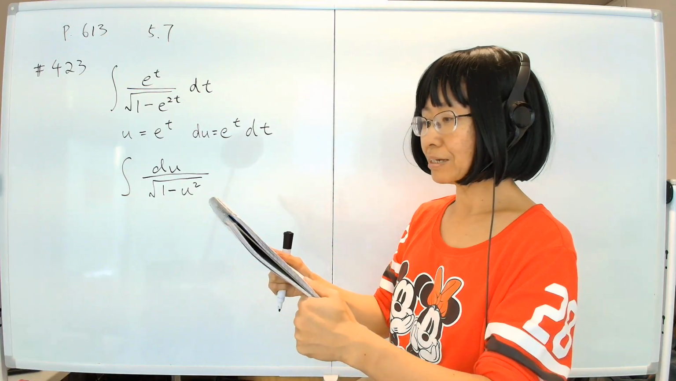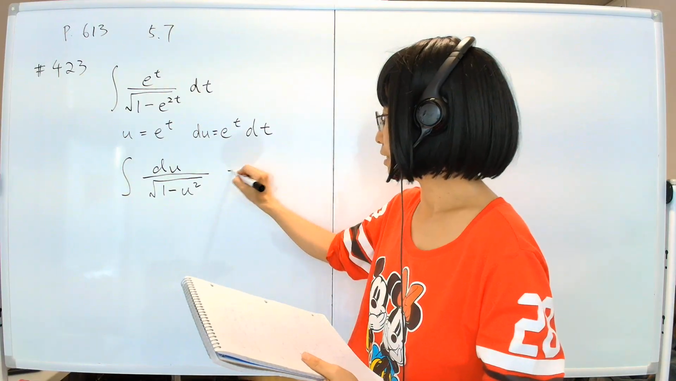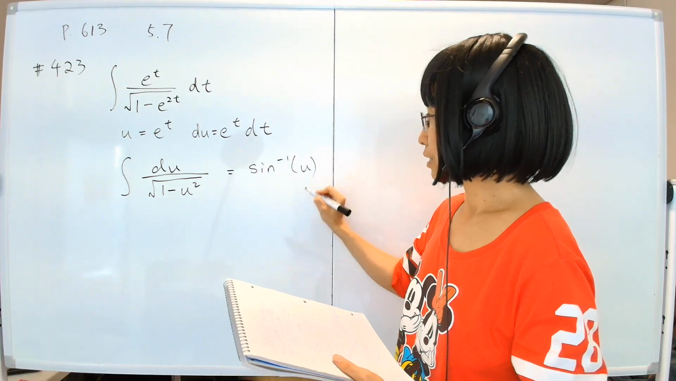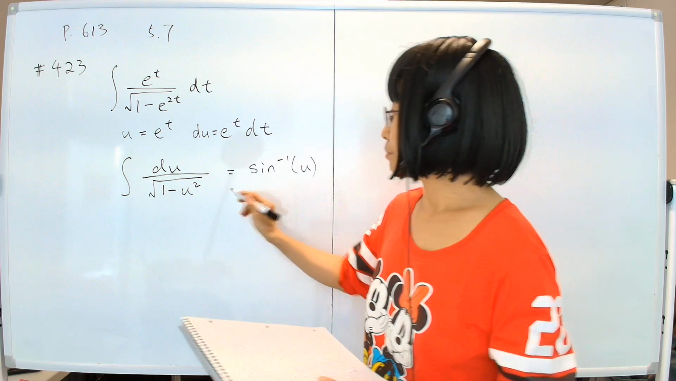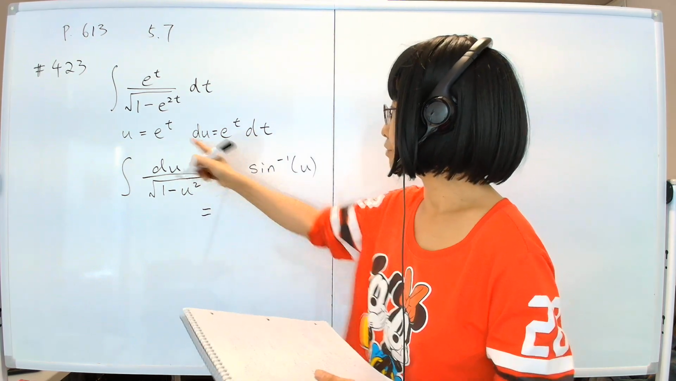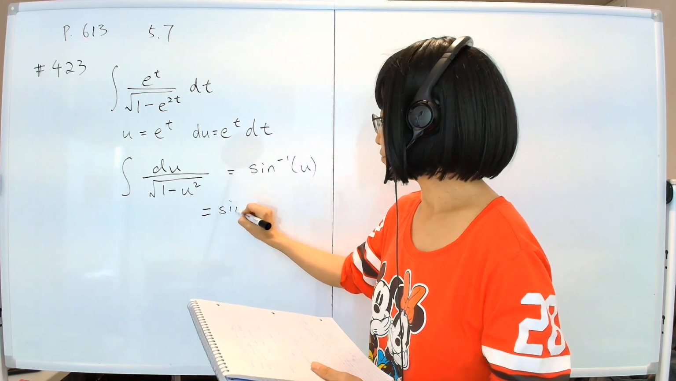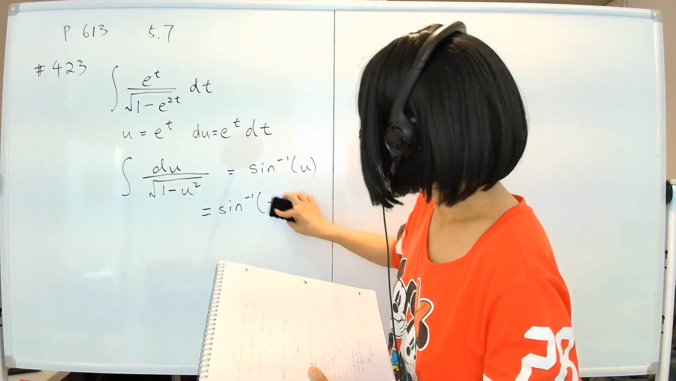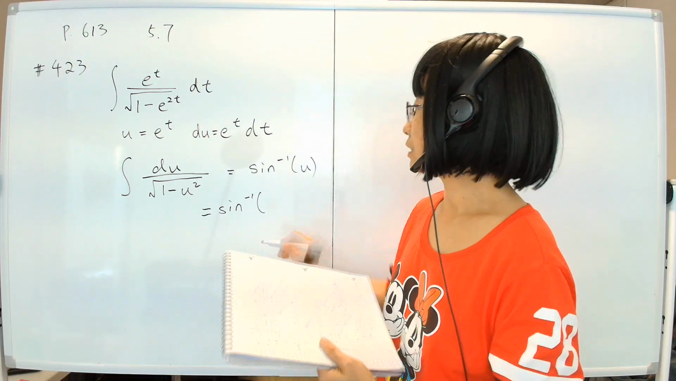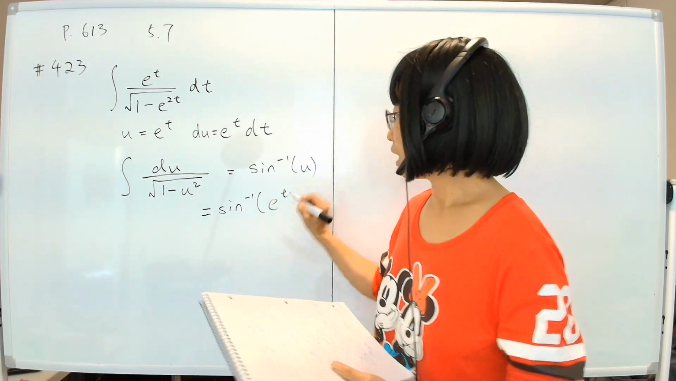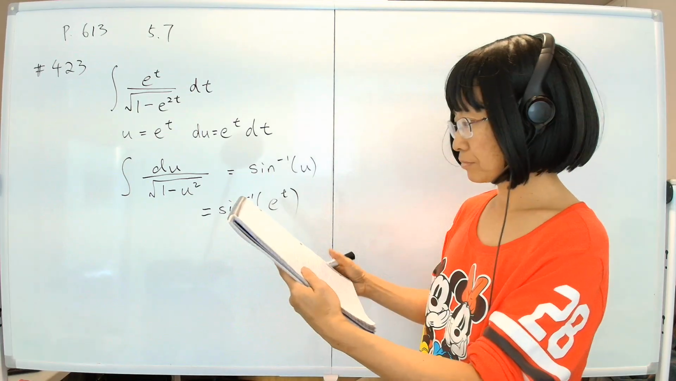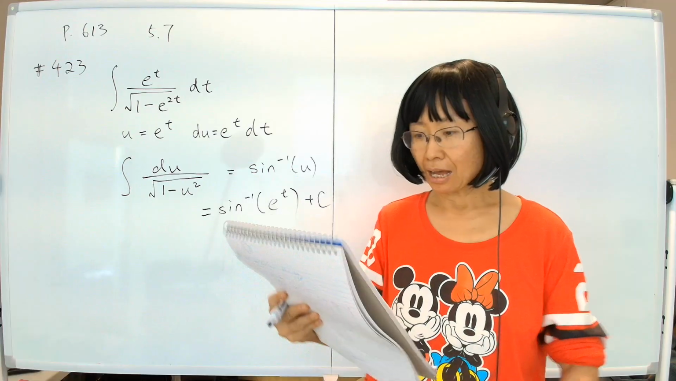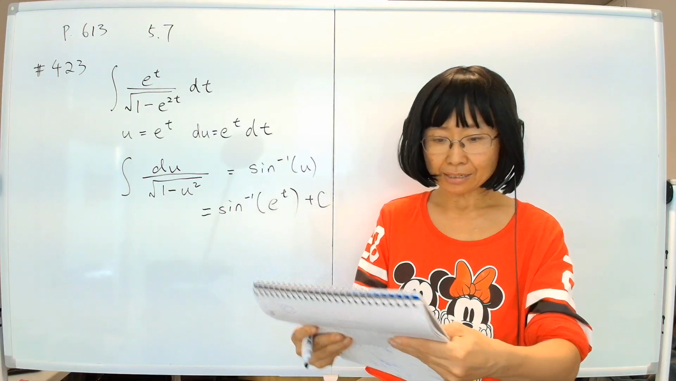At this point we're ready to apply the formula, which is just sine inverse of u, and then you add some constant. But before we add the constant, let's put what u is back in there, which gives sine inverse of e to the t, plus c. And that's your short and quick answer. Okay, so that's that. And let's look at the next problem.